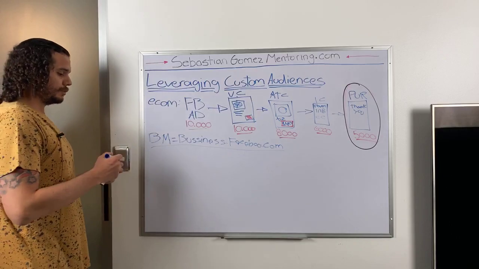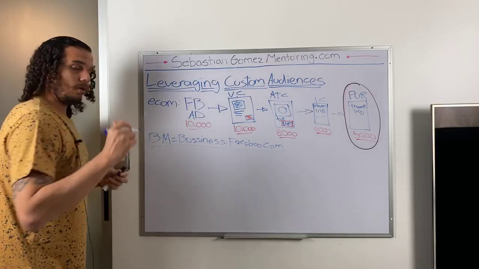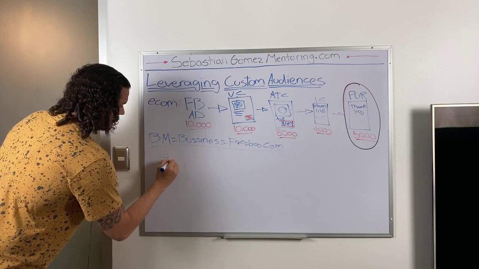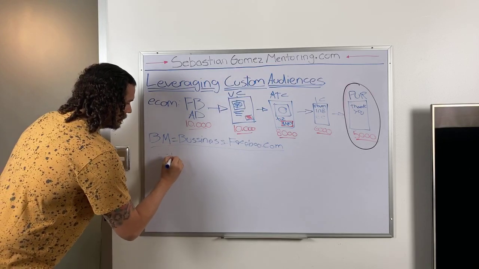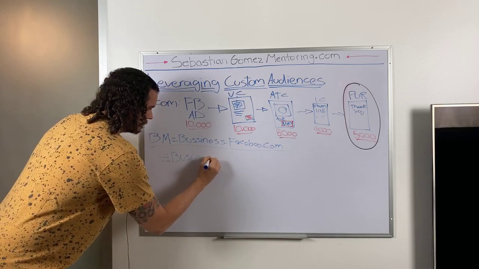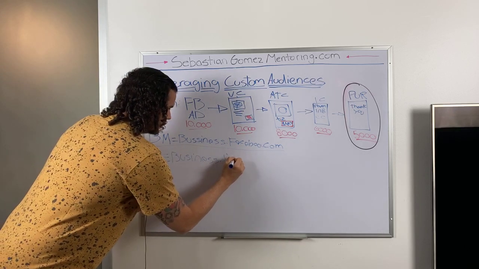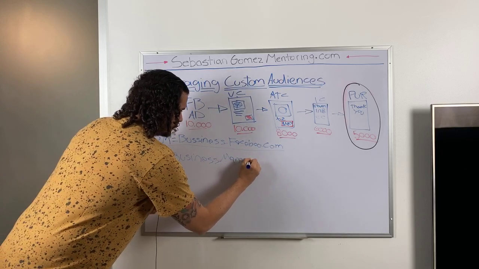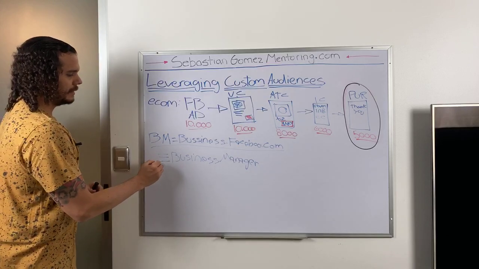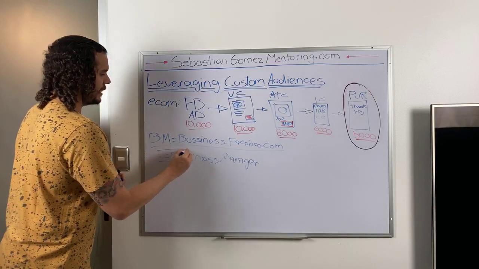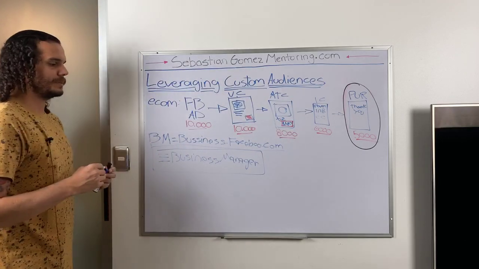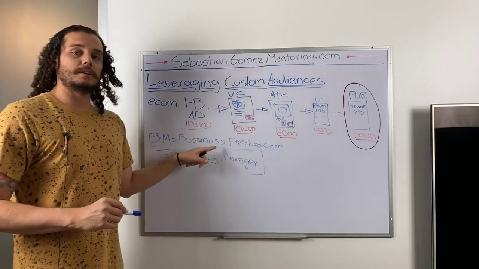So step number two: always in the top left corner, you're going to be able to see three lines, and it's going to say business manager. I want you to click on this specific button right here in the top left corner of the business manager, logging into your business.facebook.com.